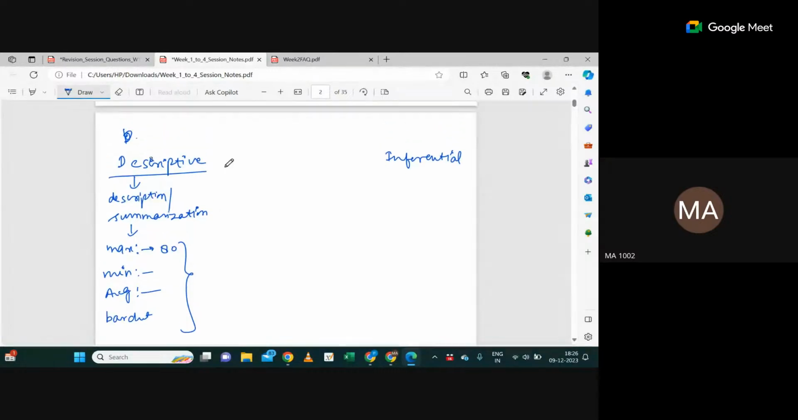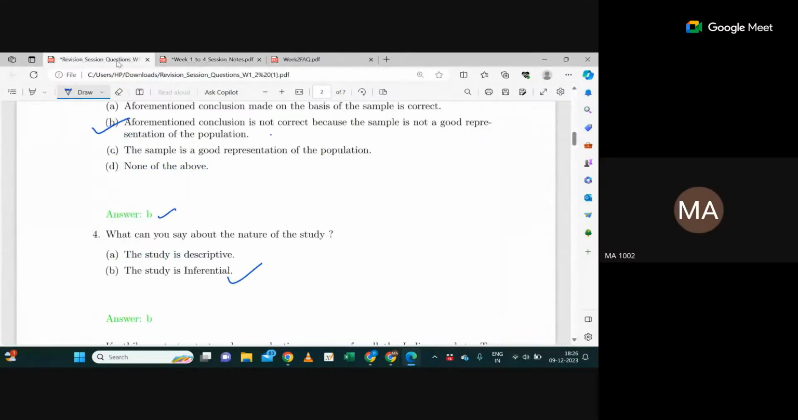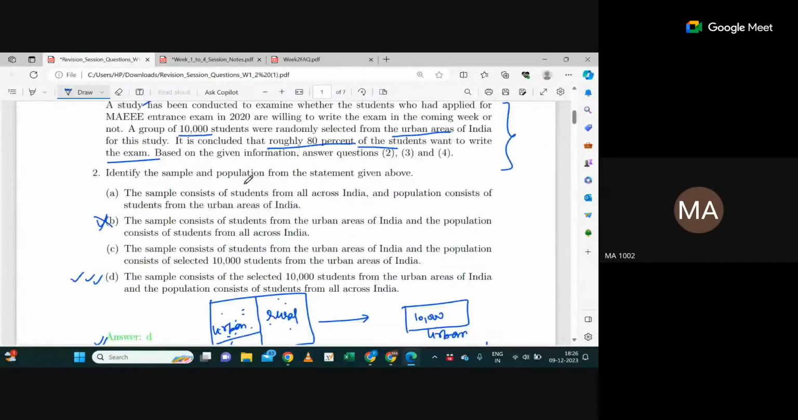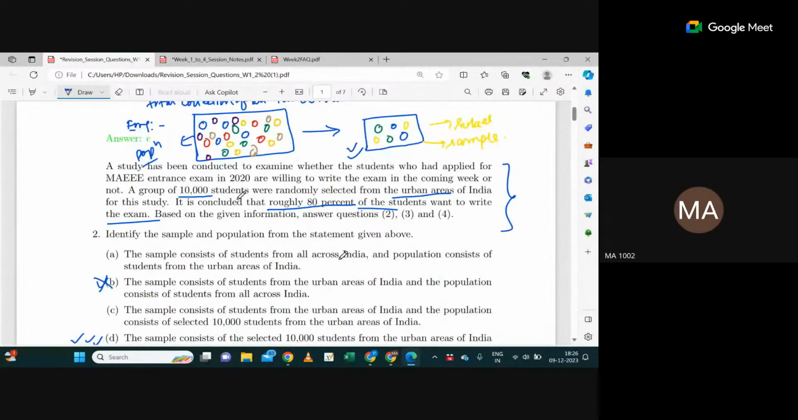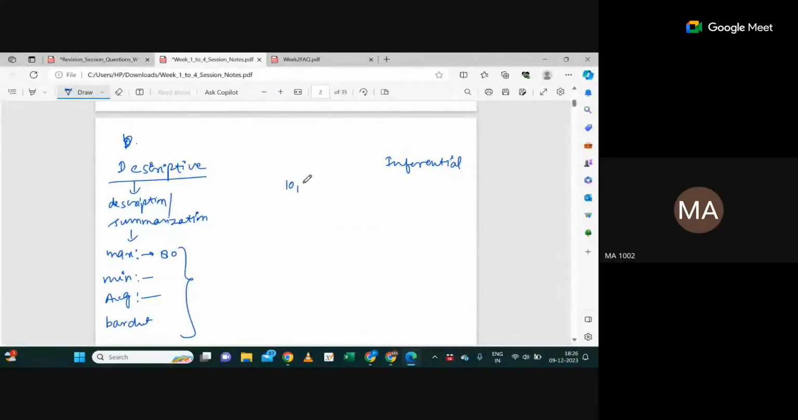We can go with this example itself. Suppose you want to do a study over students all over India, whether they want to write the MA exam or not. They collected a sample of 10,000 students, right? Based on these 10,000 students, they did their study, asking whether they are interested in giving the exam or not, and they got 80% of students want to give the exam. Now this is your sample.